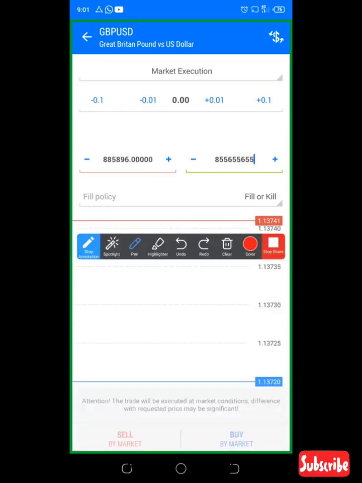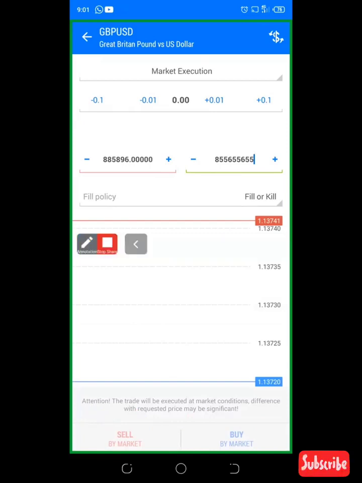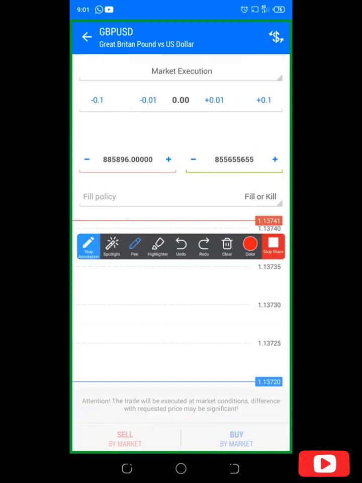You click either sell or buy. Okay, so that's how to enter a trade using MT4 or MT5. Okay, just very, very simple.